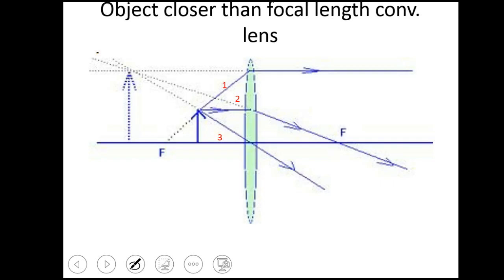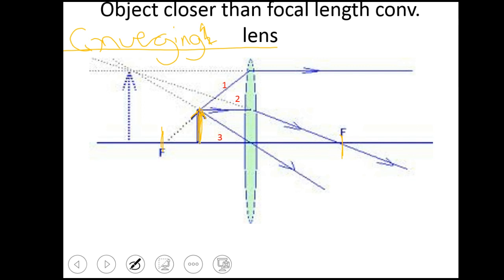So, we're going to talk about now the 3 special rays for, this is still a converging lens. But this time, our object is going to be closer to the lens than the focal point. And so we've got a focal point here and here. This will be our near focal point. This will be our far focal point. And as you can see, our actual object, the real object itself, is between the focal point and the lens.